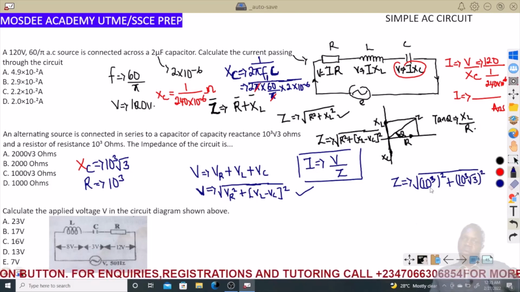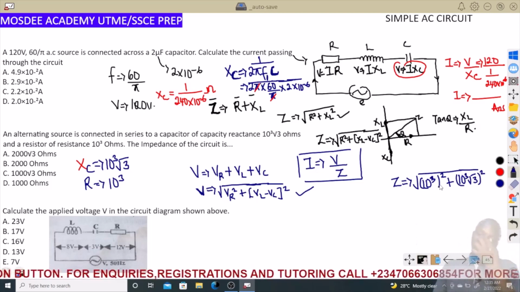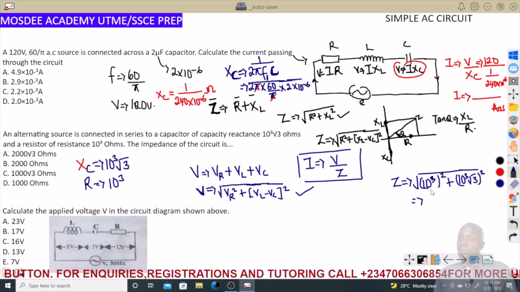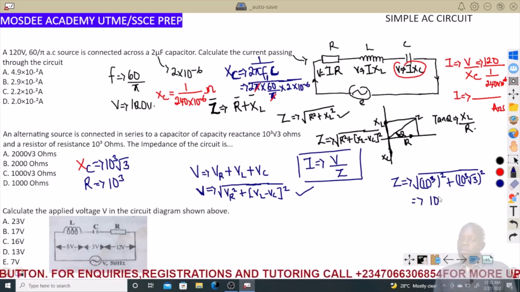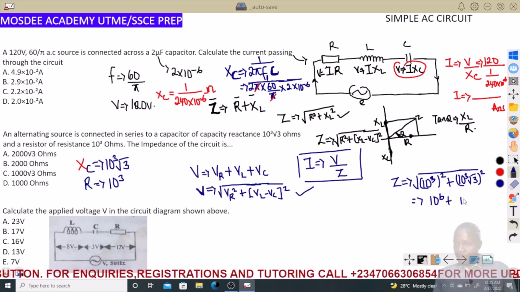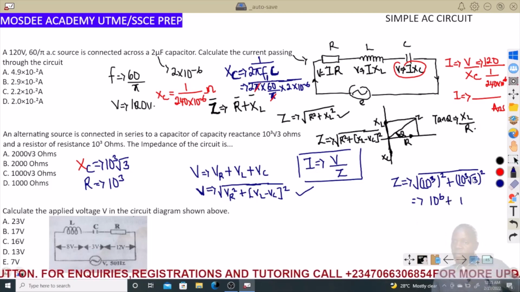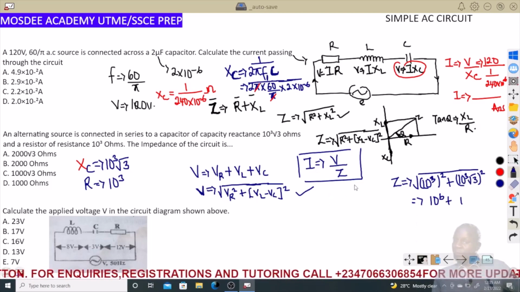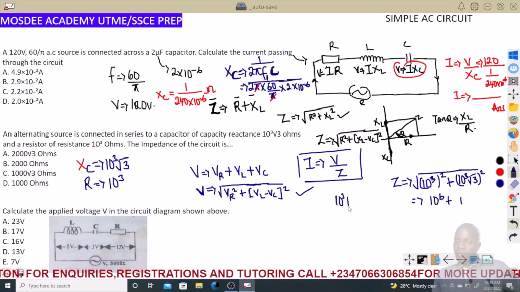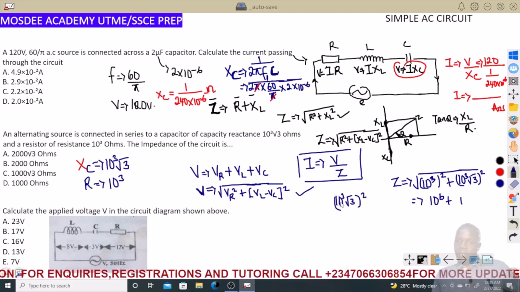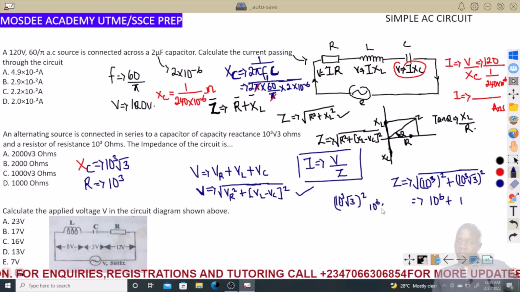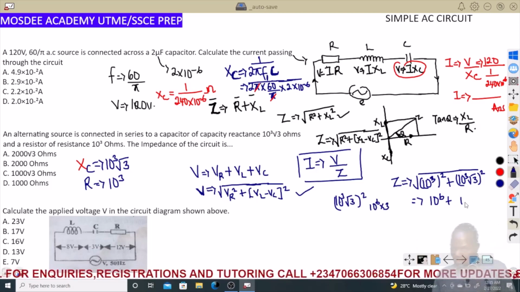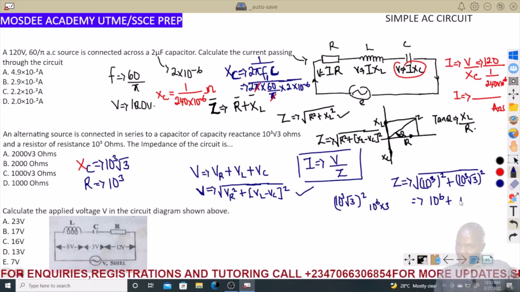If you are not good with how to do this offhand, you can use your calculator. So on simplification, this is 10 raised to power 6 plus 10 raised to power 3 root 3 all squared. Root 3 squared is 3. It's like saying 10 raised to power 6 times 3. That is what I have there. So I can write it as 10 raised to 6 or 3 times 10 raised to 6.